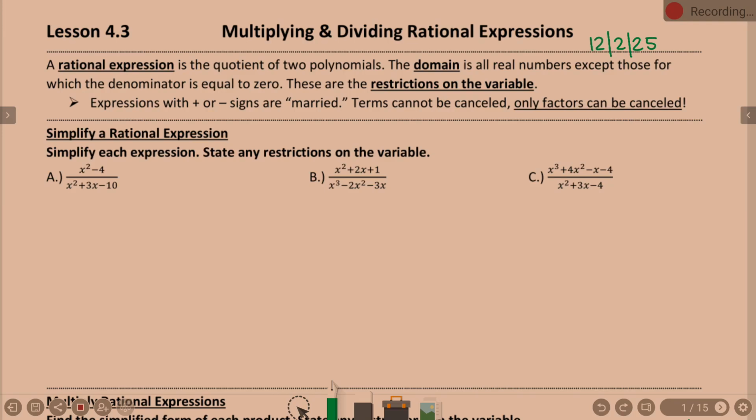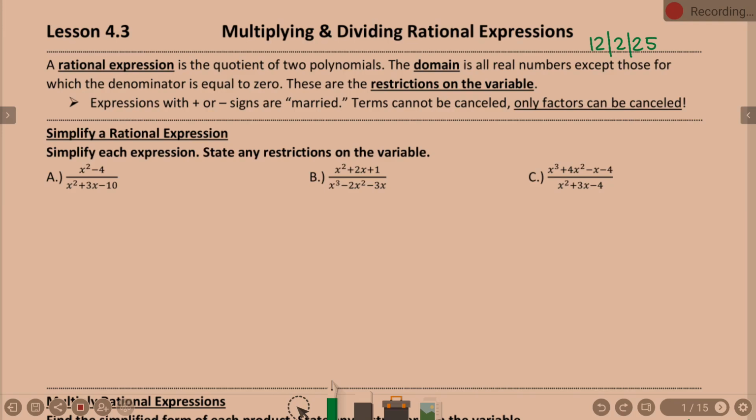So everything we are doing from here on out has rational expressions in it, fraction expressions that have variables in the numerator and denominator. Reminder: a rational expression is the quotient of two polynomials, so two pieces divided. The domain is all real numbers except any time the denominator can equal 0. So one of the things you're going to be asked to do is find restrictions on the variable, and that will be checking to see where our denominator equals 0.